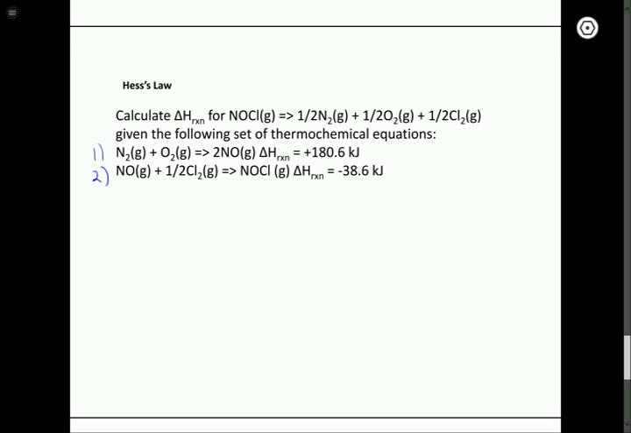Alright, so we want to look at our overall reaction. So our overall reaction has 1/2 N2 and 1/2 O2 as products. This first equation here has 1 N2 and 1 O2 as reactants. So if we take the first equation and reverse it and multiply the coefficients by 1/2, that should give us a chemical equation that has 1/2 O2 and 1/2 N2 as products. So if we do this, we're gonna flip the reaction and we're going to divide the coefficients by 2, so we get NO gas going to 1/2 N2 plus 1/2 O2.